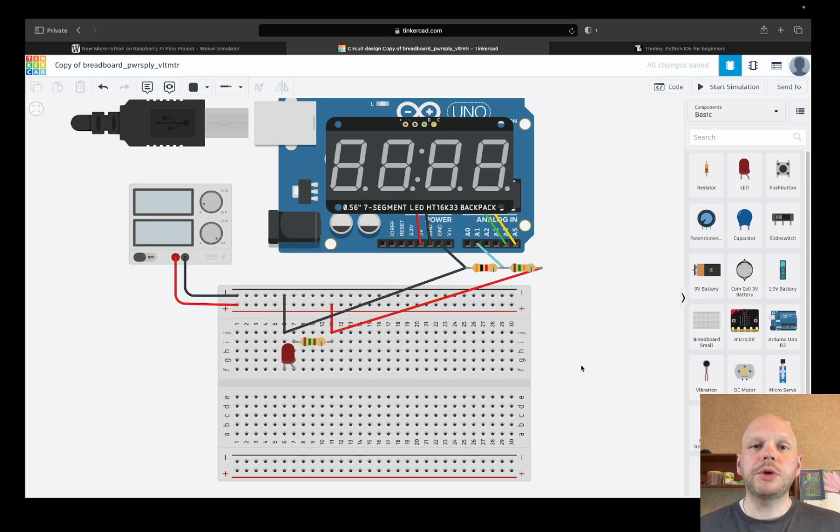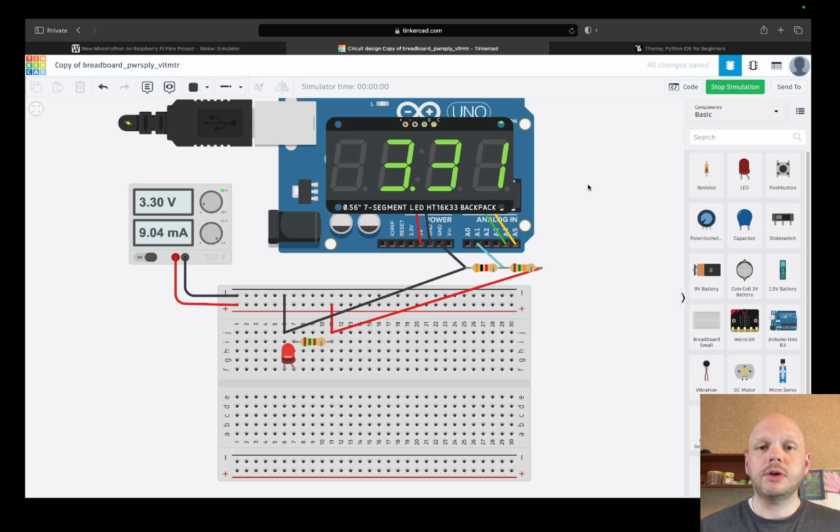So my question for you is, what do you think the voltage will be at these two points? So we've got it connected right here, and it connected right here. Think about it for a second. All right, let's run the simulator and see what the voltage is at those points of the circuit.